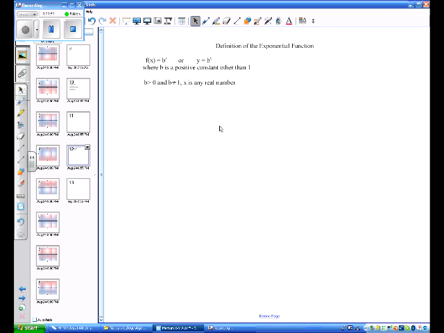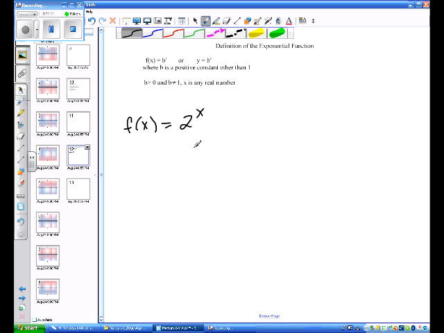Our exponent can be anything. But our base has to be a positive number, and it cannot be 1. So some examples of exponential functions that we could look at. We could have f of x is equal to 2 to the x. We could have y is equal to 3 to the x plus 1. These would all be exponential functions. The main thing about an exponential function is that your variable is in the exponent.